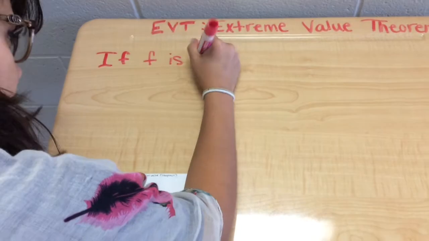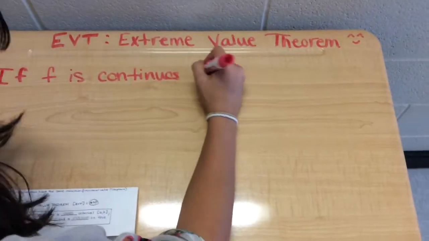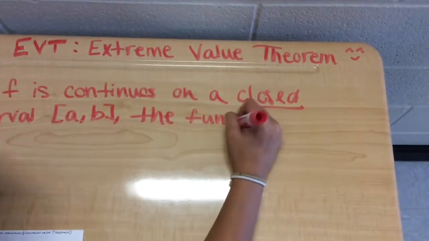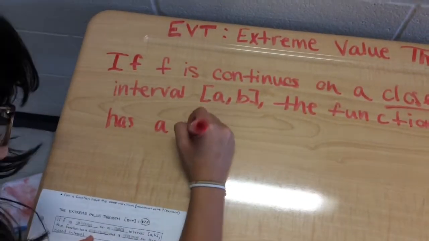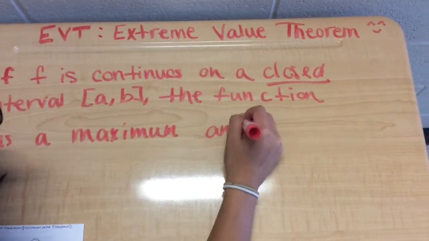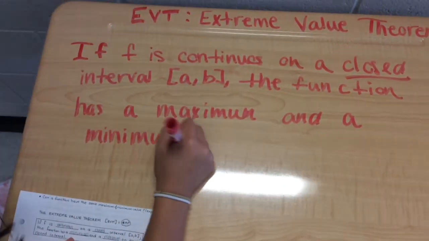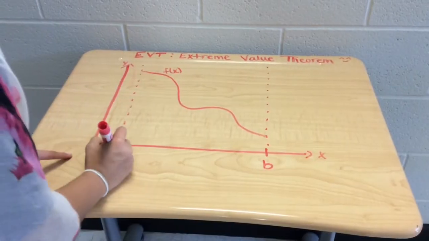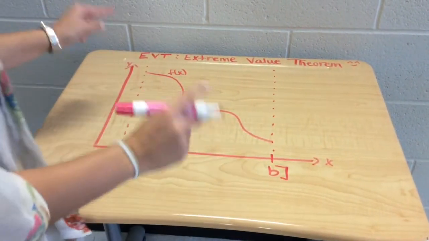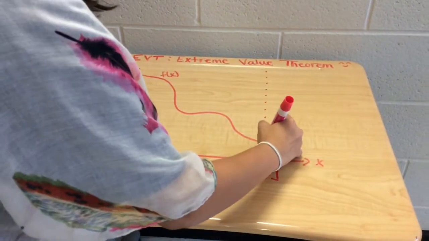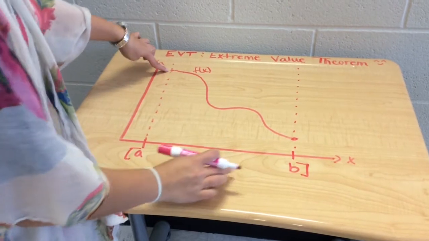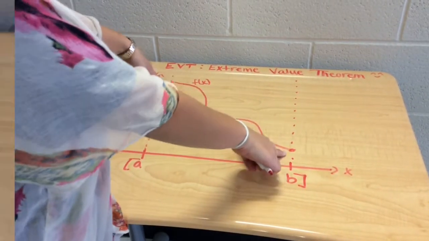Now let's start with the EVT. This theorem starts out stating if f is continuous on a closed interval a to b, the function has a maximum and a minimum on the closed interval. We say closed because you also have to check endpoints with your graph function f of x, because your endpoint could be your maximum and could be your minimum as shown here.